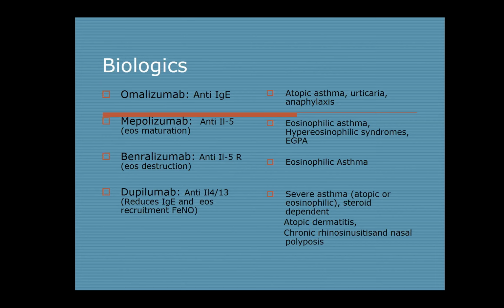Especially because she has chronic sinus disease. Dupy is for severe asthma, either atopic or eosinophilic, especially if they need steroids. It also works for atopic dermatitis, and it also works for chronic rhinosinusitis and nasal polyposis. But since it reduces the recruitment of eosinophils rather than their maturation or their survival, I'm going to go with an anti-IL-5 drug because she's got 900 eosinophils. She's got a lot of eosinophils. Does that make sense?